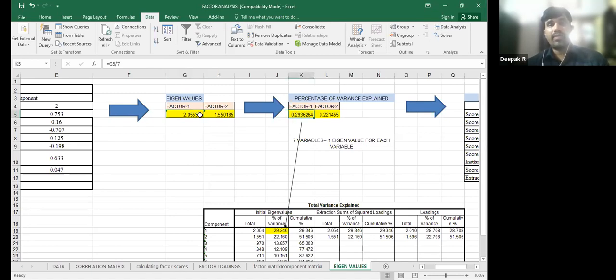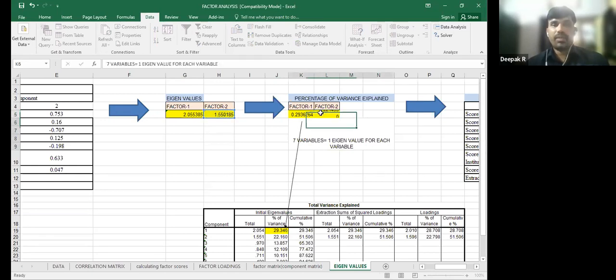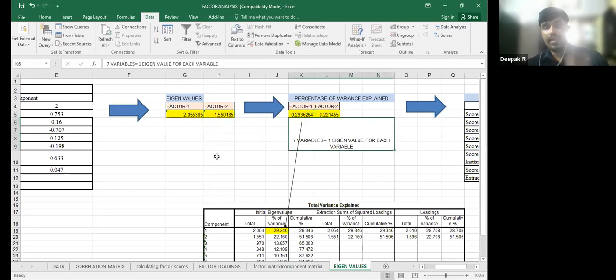Okay, so if I consider 2.05 divided by 7, you will notice that 29% of the variation, and this is the table that we had got, is explained by the first factor. And similarly, if I go for 1.55 divided by 7, you will notice that another 22% of the variation is explained by the second factor.